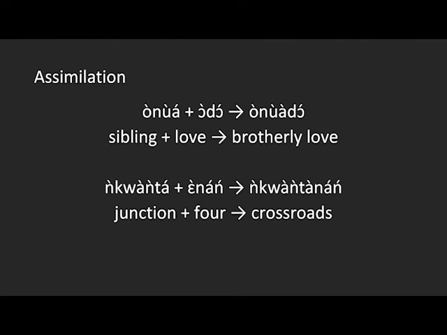To illustrate, look at these examples in Akan, a Niger-Congo language spoken in Ghana and nearby parts of West Africa. When a compound like this is formed, the last tone or two of the first word assimilates in relative pitch to the first tone of the last word. So, for example, onua, sibling, plus odo, love, gives us onuado, brotherly love. Note that this also works with noun-adjective compounds, so junction and four gives us crossroads.